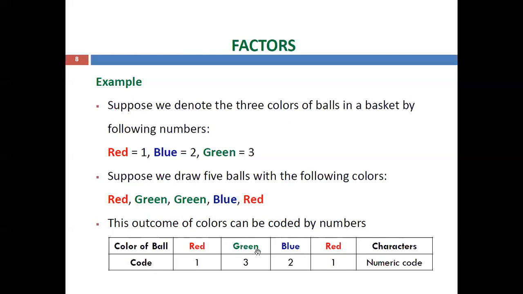Here green is repeated 2 times. So here we made the color names and the code, whatever code was assigned is added here. So that is a numeric code. So first we can make this combination, where every code is labeled with meaningful names. Based on this, you have to draw the 5 balls with the combination of these 5 colors.